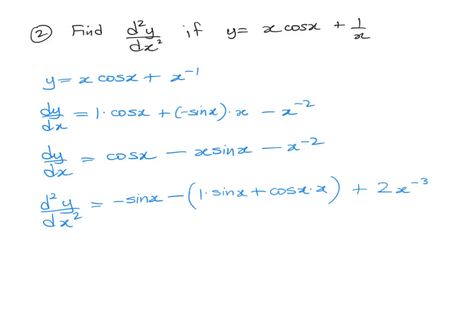And now I'm ready to simplify this and combine like terms, etc. It's not really necessary, but I'm going to do it anyway because it's not too bad. So d squared y over dx squared equals, so I'll notice that this is negative sine x. It's another negative sine x, so it becomes negative 2 sine x. And then minus the cosine x times x, or minus x cosine x. And then finally plus 2x to the negative 3. And that is the second derivative, or d squared y over dx squared.